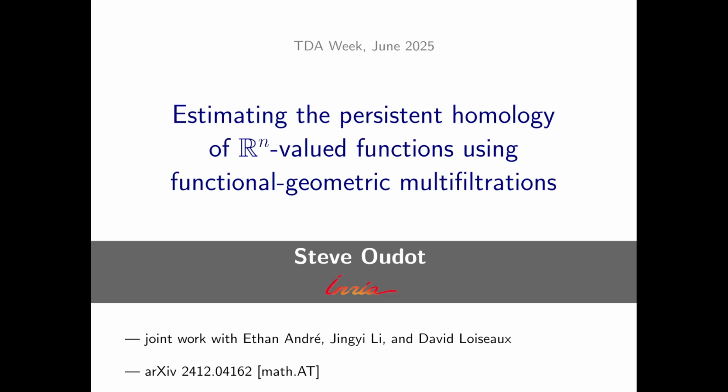So this is a very long title. What I want to do is to approximate the persistent homology of functions in the case where we don't have access to the domain of the function. Okay, we have a sampling maybe of the domain, but we don't have a triangulation, so we don't have an explicit representation of the domain of the function.